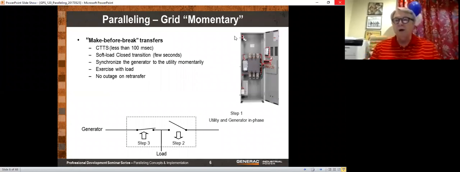Another type of paralleling that we're not going to talk about today is a paralleling that you use in a closed transition transfer switch. We call those make before break transfer switches. In that case, if you're running on the generator, you close into the utility, and for about 100 milliseconds, the utility, the load, and the generator are all paralleled together, which is typically a no-no for a standby generator. But as long as they're in phase, 100 milliseconds, this is very commonly done. You can also have soft load closed transition switches in which you will have that paralleling take place for maybe 10 seconds. And we will cover these things in a future seminar on transfer switches.